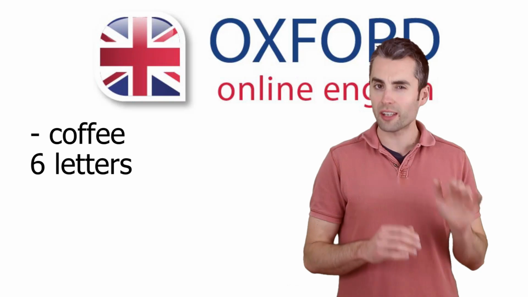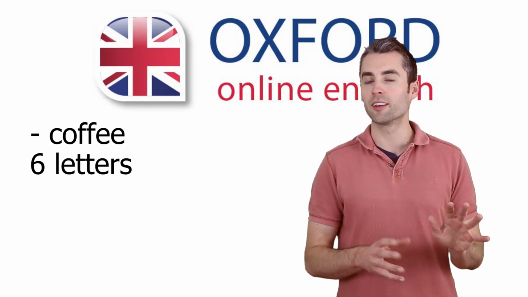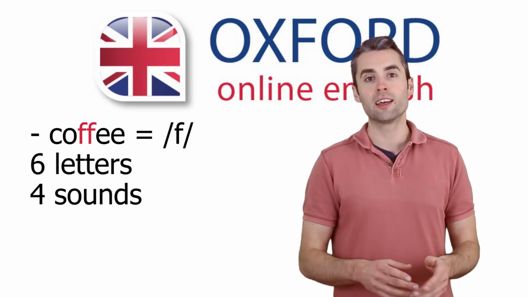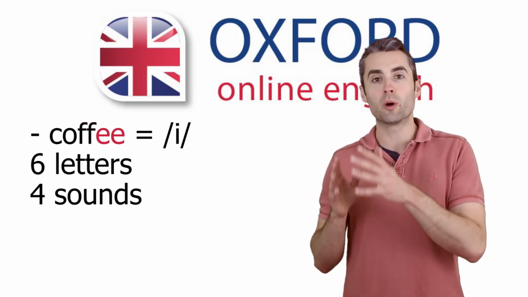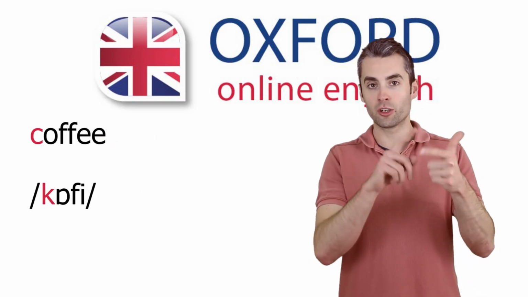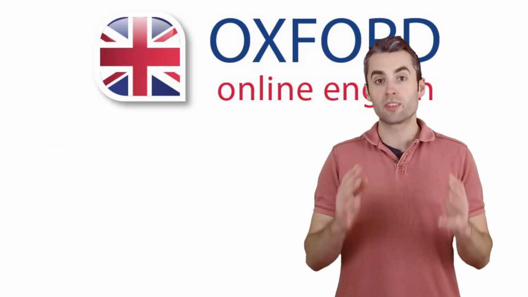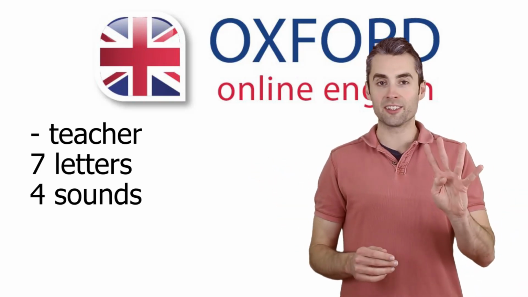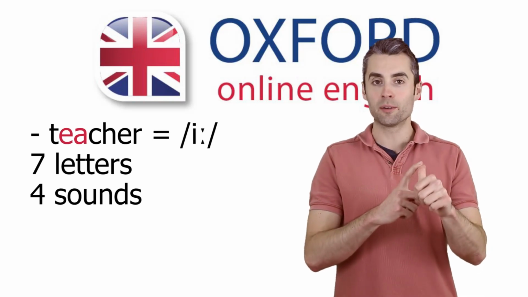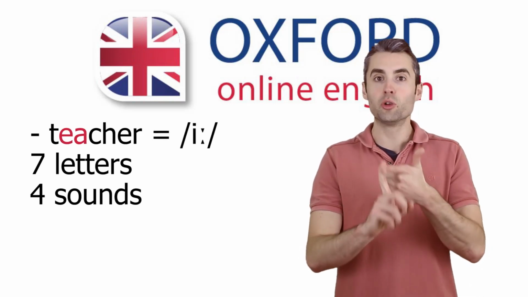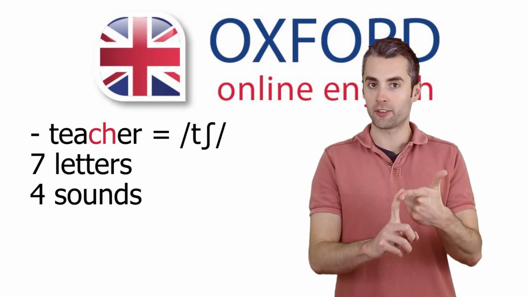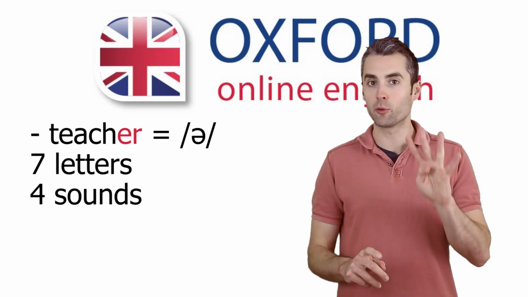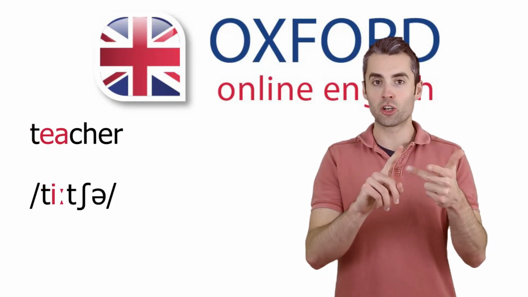So coffee has 6 letters, but how many sounds? Just 4. The 2 F's together make 1 F sound, and the 2 E's together make 1 E sound. So there are 4 sounds: K, O, F, E. Teacher has 7 letters. How many sounds? 4 again. So the 2 letters EA make 1 E sound. The 2 letters CH make 1 ch sound. And the 2 letters ER make 1 sound. So there are 4 sounds in the word: t, e, ch, e.